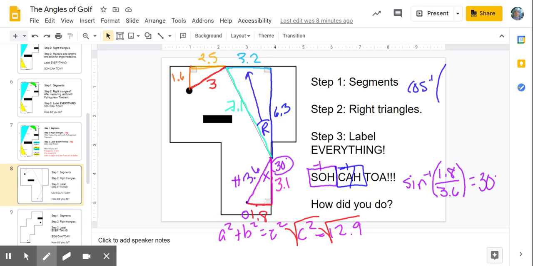I've got opposite and hypotenuse, and that makes the 6.3 the adjacent, right? So if cosine is adjacent over hypotenuse, we need adjacent over hypotenuse, 6.3 over 7.1. Do we all remember that from last week? Trig is brand new, so what do we get for R when we do that?